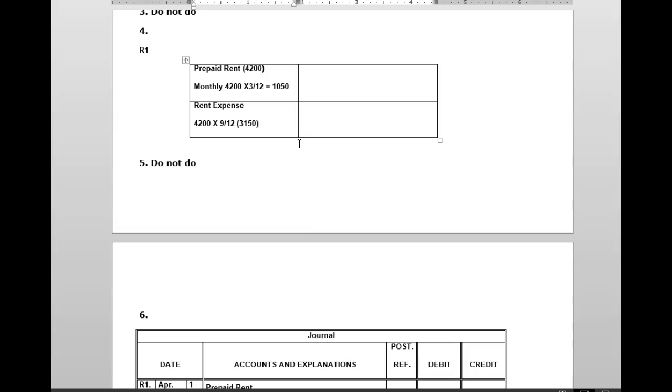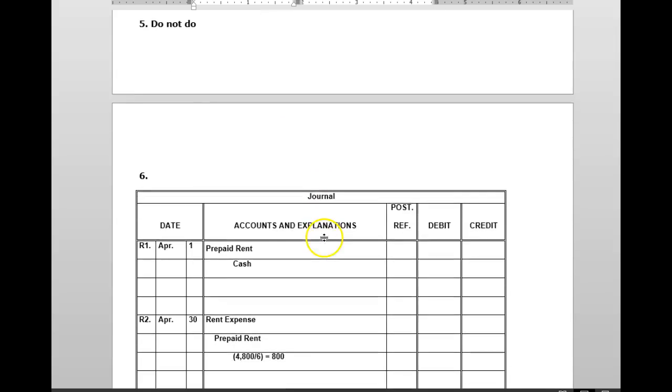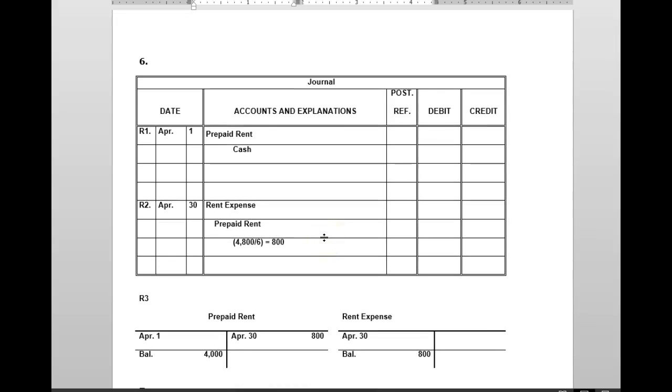We don't do number 5. Number 6 looks at actually the numbers in number 5, but you don't need to do number 5 to have the numbers. So what they're asking you for in number 6 is prepare the journal entry for the April 1st payment. And what did we do with this? It says on April 1st we prepaid 6 months of rent. Well, we know we're going to hit credit, right?